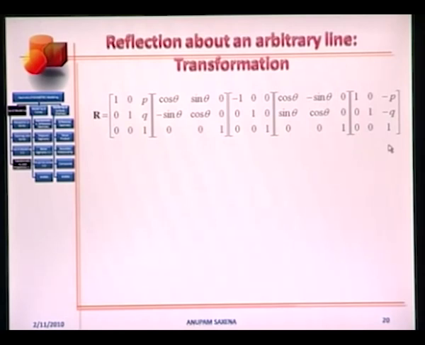Notice how the transformations have been concatenated. We are concatenating transformations from right to left. In short, the transformations are written from right to left as T, the translation matrix, R of theta, the rotation matrix, R of Fy, the reflection matrix, R of minus theta, the inverse rotation matrix, and T, the inverse translation matrix.